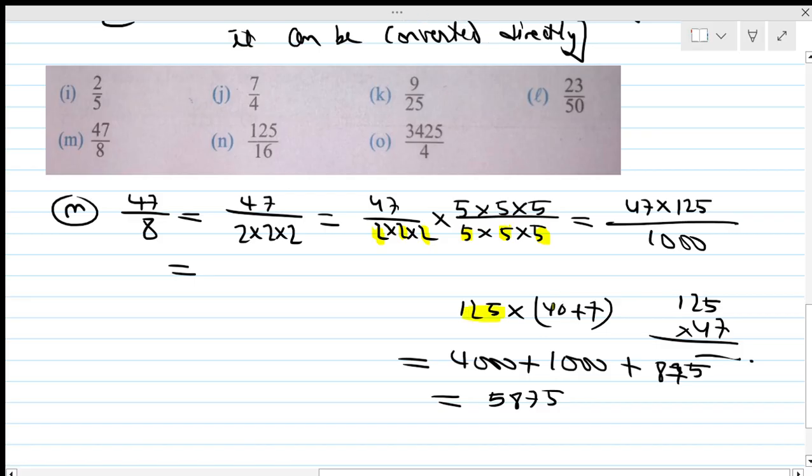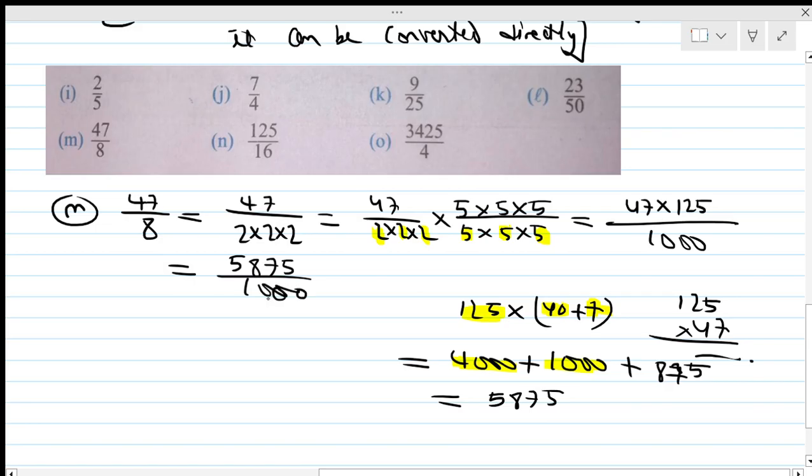So 125 into 40 we have to do. This 125 also I taught by breaking. 125 is 100 plus 25. So by 40 I multiply 125. By 40 when I multiply 100, 4000 I got, and by 40 when 25 I multiplied, I got 1000. And by 125 lastly I multiplied with 7, so I got 875, and 4 plus 1 is 5000 and 875. So there we get here 5875 and divided by 1000.